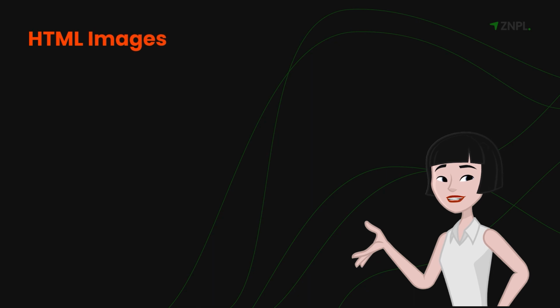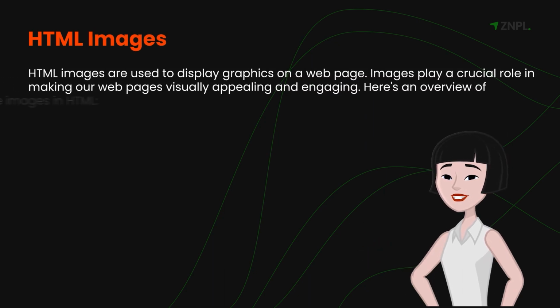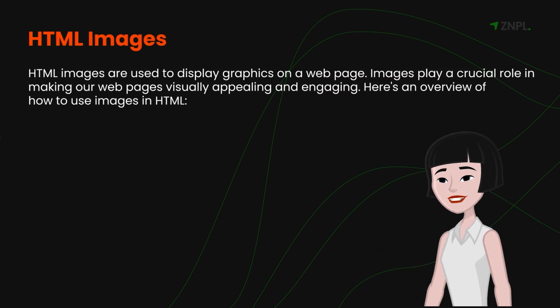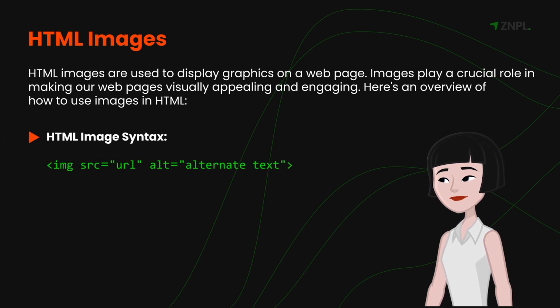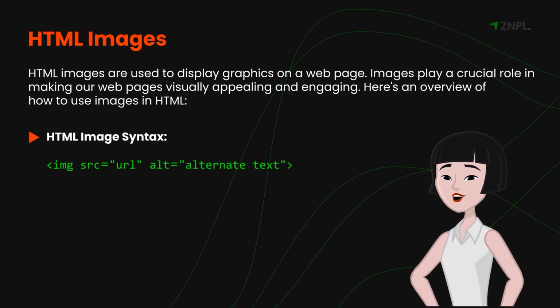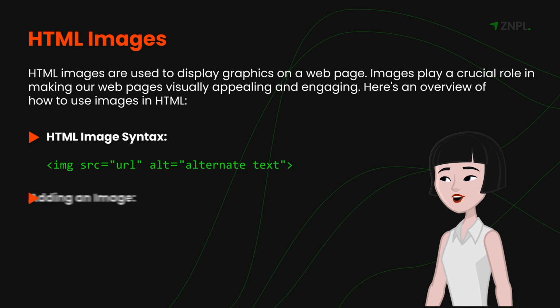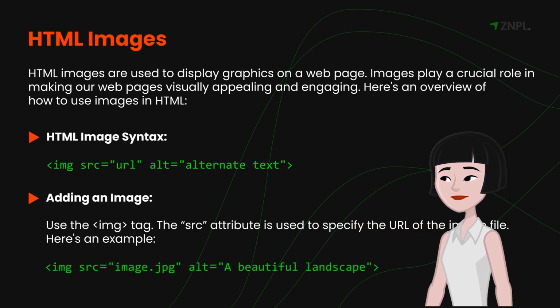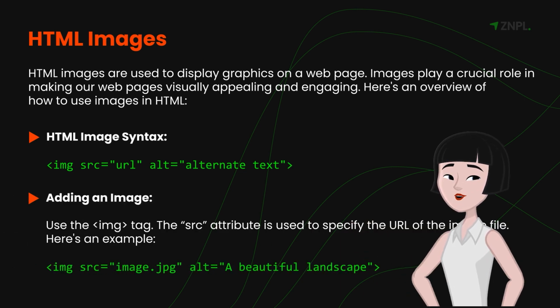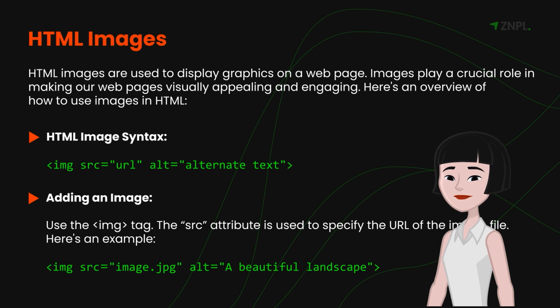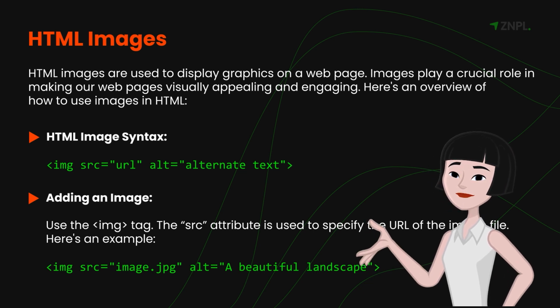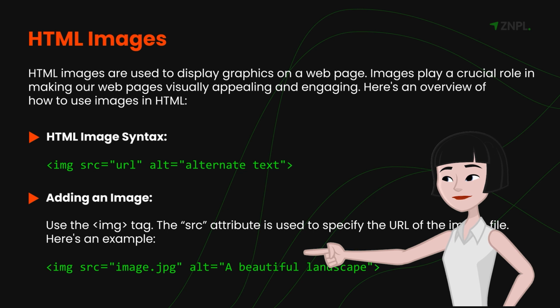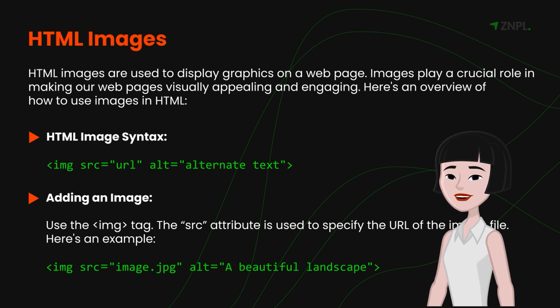What are HTML images? HTML images are used to display graphics on a web page. Images play a crucial role in making our web pages visually appealing and engaging. Here's an overview of how to use images in HTML. Image syntax. Here's the syntax for creating images in HTML.